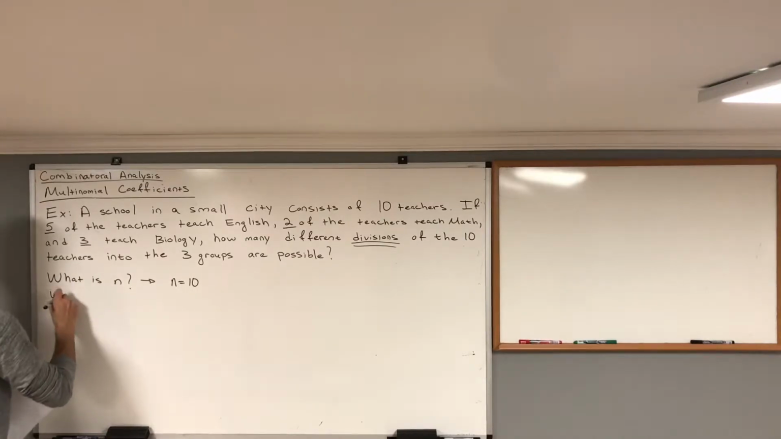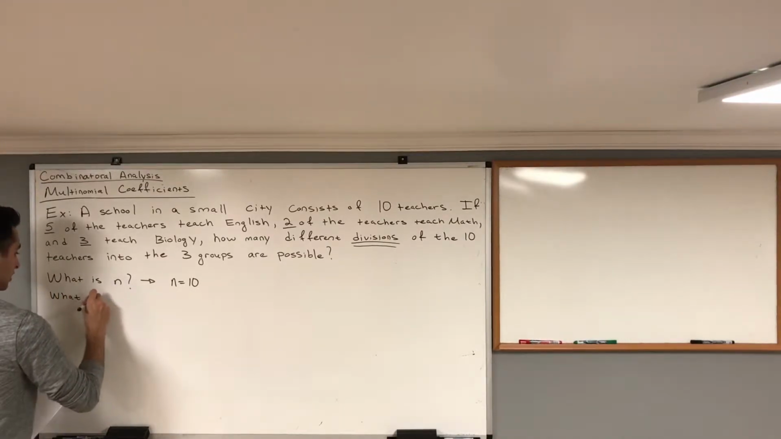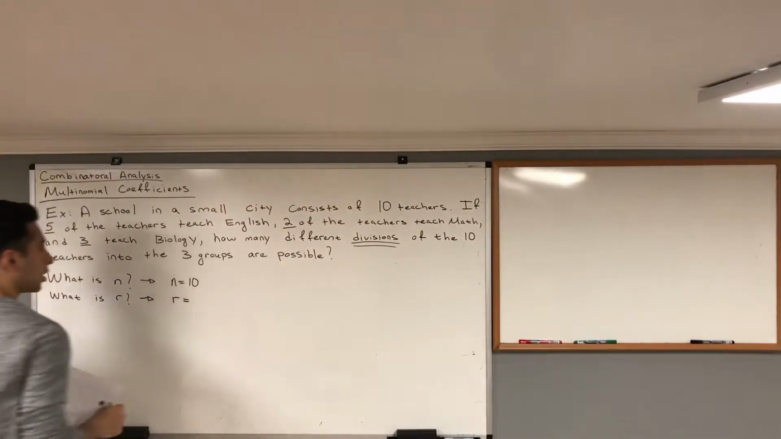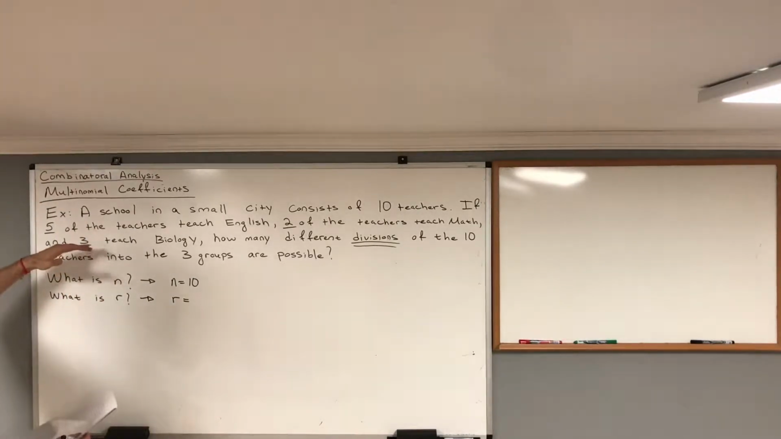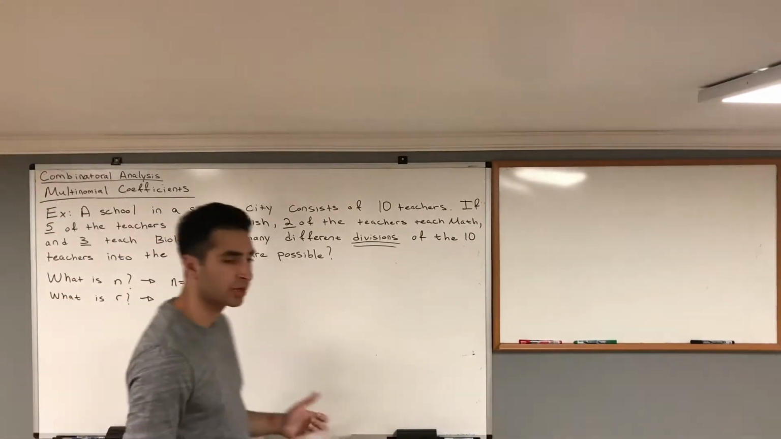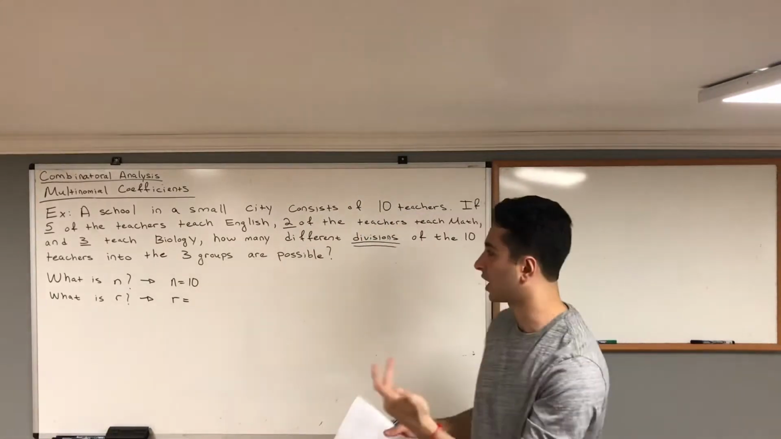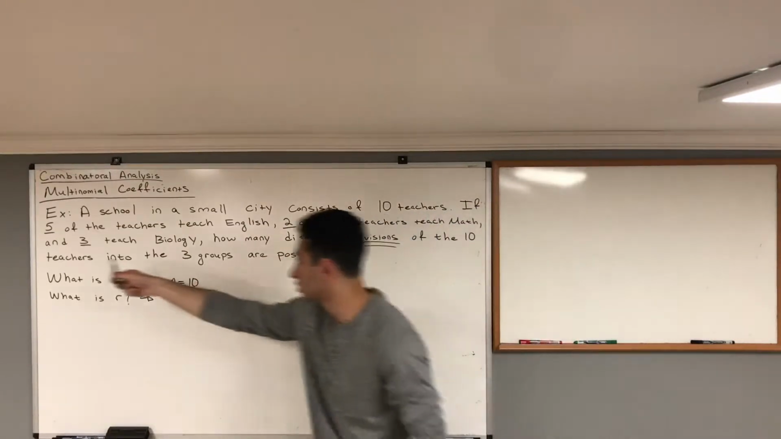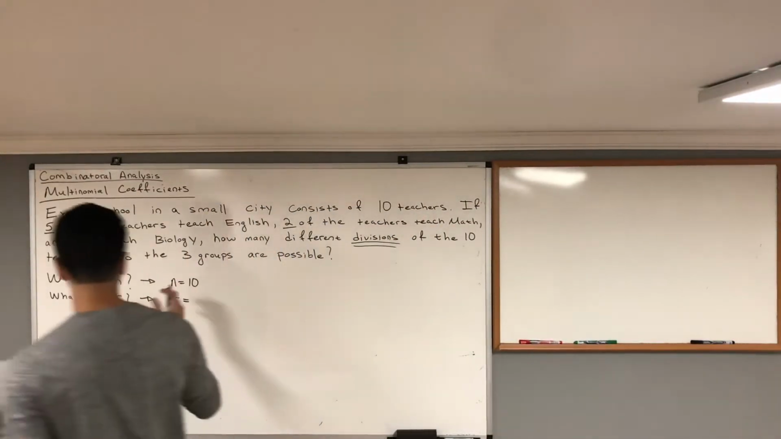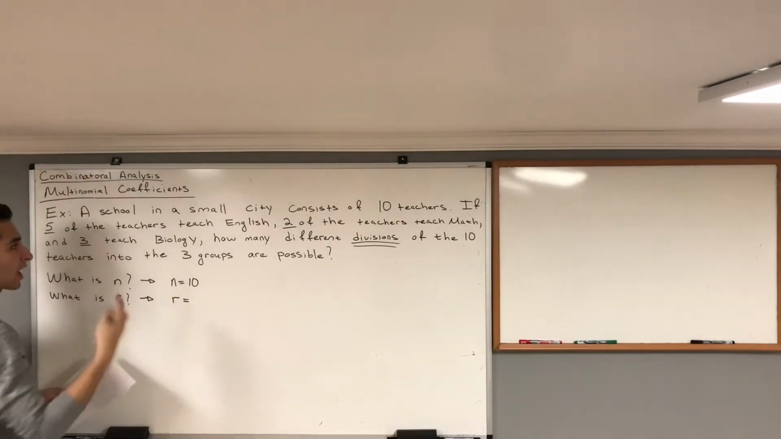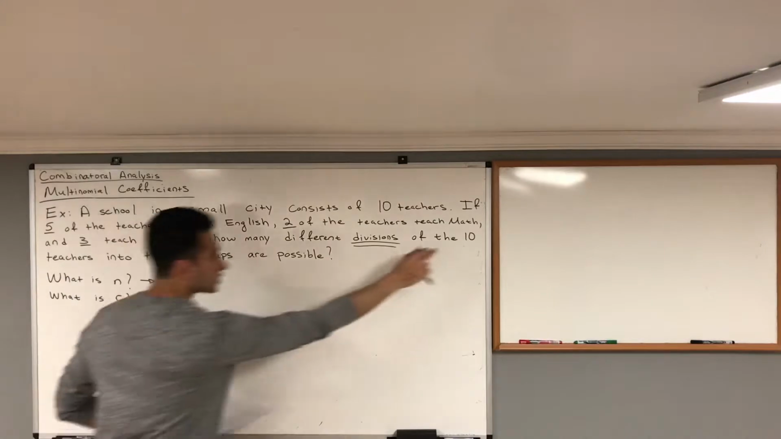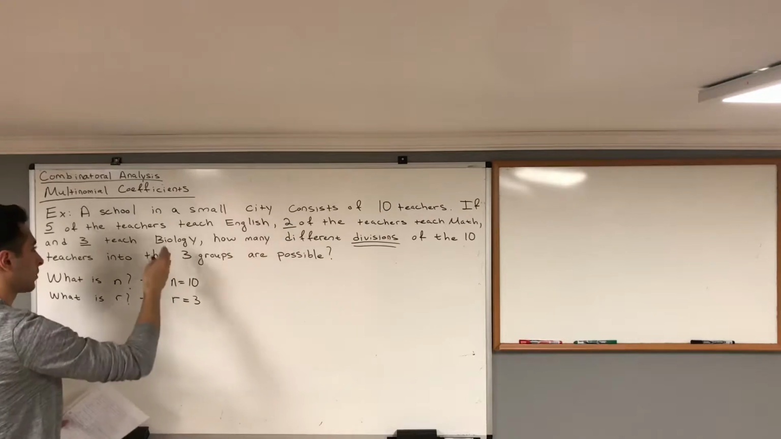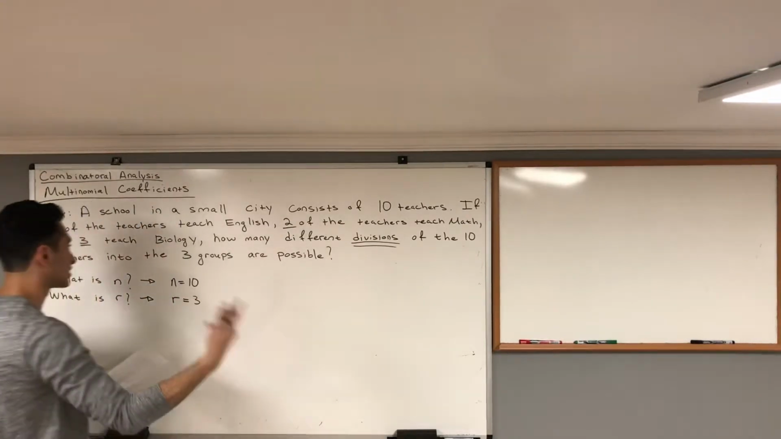Next, we want to know how many distinct groups there are. What is r, which denotes the number of distinct groups? Well, we have three subjects: English, math, and biology, and each of those subjects has a certain number of teachers. Let's not worry about the number of teachers in the group, but how many groups do we have? We have 1, 2, and 3. So r equals 3 distinct groups. English, math, and biology are 3 distinct subjects.